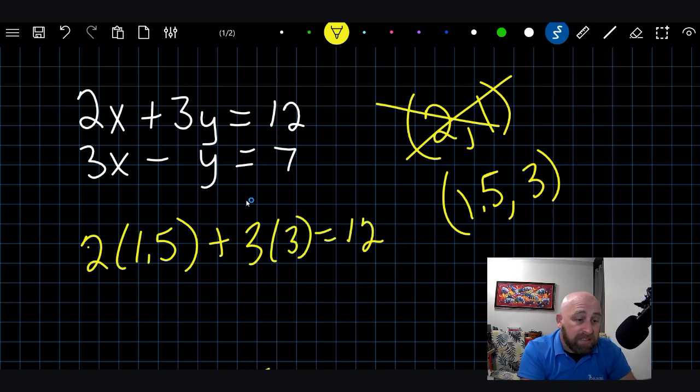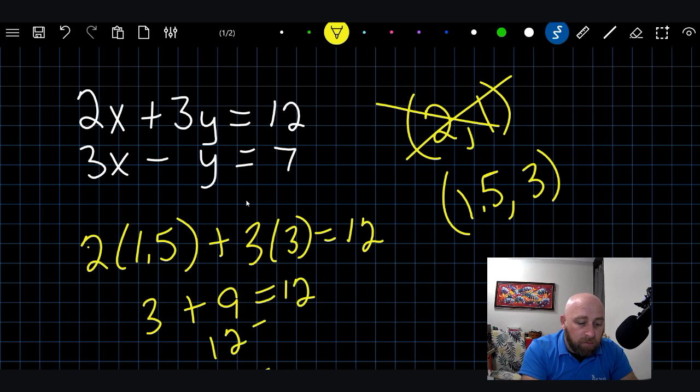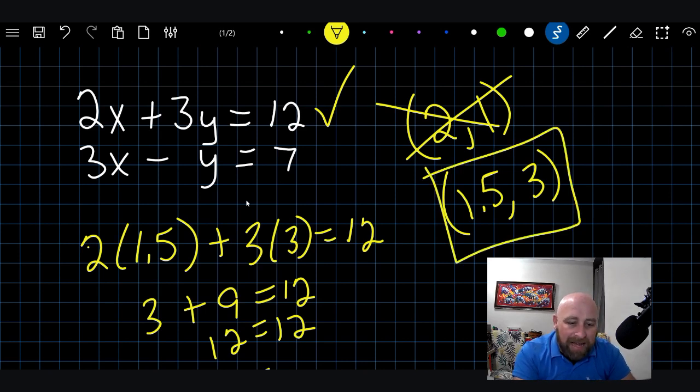Now we have to see, does this work? What is 2 times 1.5? Well, that's 3. 3 plus 3 times 3 is 9 equals 12. 3 plus 9 equals 12. 12 equals 12. Hey, we got the right answer. So that one works.